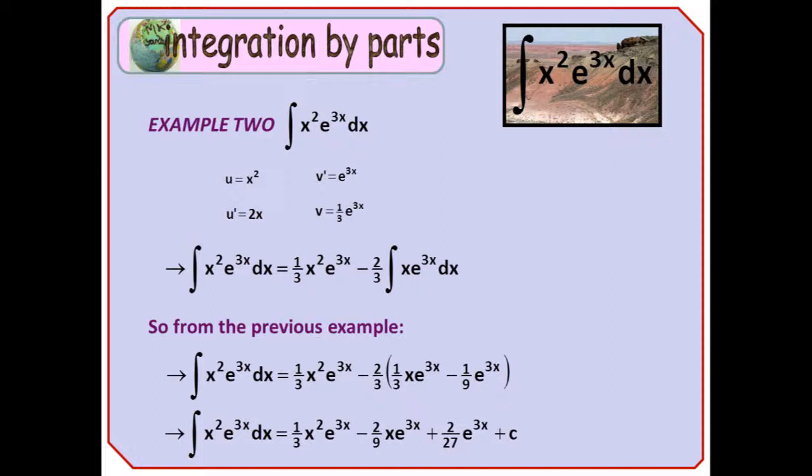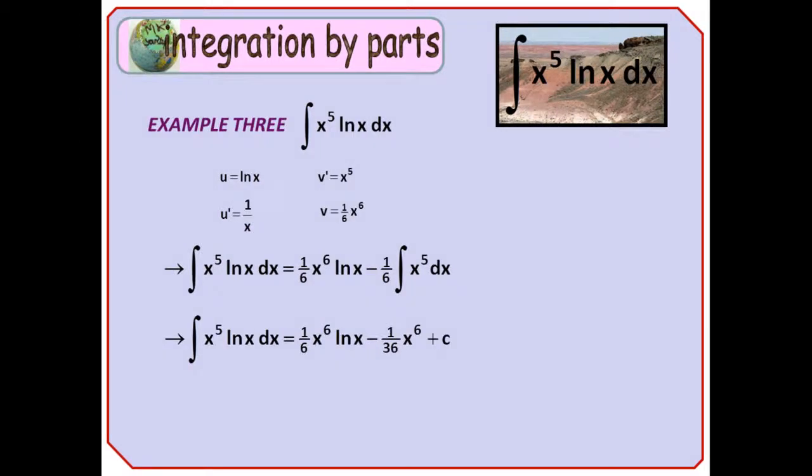Now for example 2, which is related to example 1. The integral of x squared e to the 3x dx. I've gone for u as x squared, so u dash is 2x, and v dash equals e to the 3x like last time, so v is a third of e to the 3x. Applying the formula, we get a third of x squared e to the 3x minus 2/3 of the integral of x e to the 3x dx, where the thing we need to integrate is what we had to integrate in example 1. So because we had x squared, we had to use the method twice. Simples.